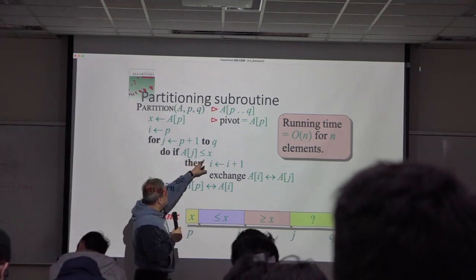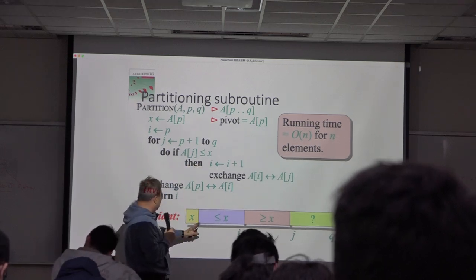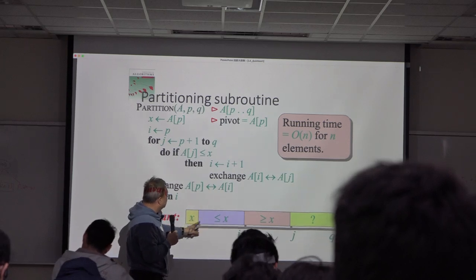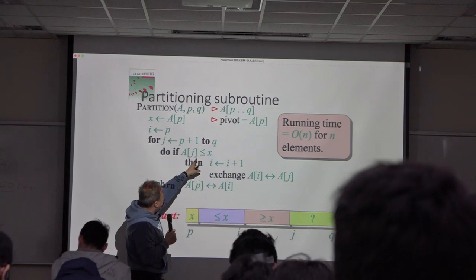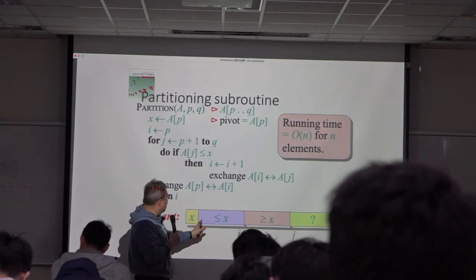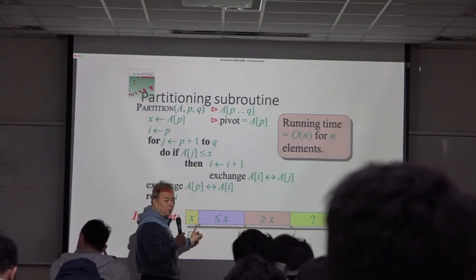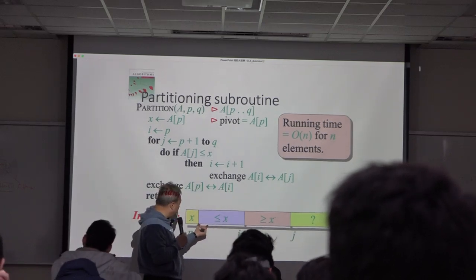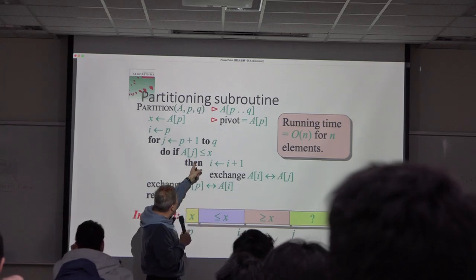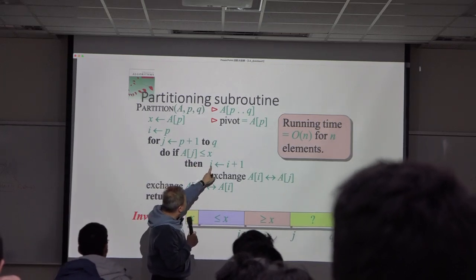Then do: if A[J] is smaller than or equal to X. If we look at the first unprocessed element and it is smaller than or equal to x, then we can grow this section. We can grow this section, because we found that this element is smaller than x. So what happens is that we increase the index of I.